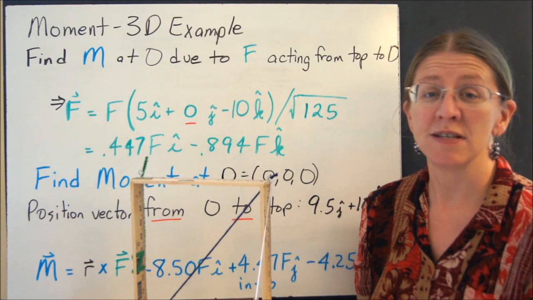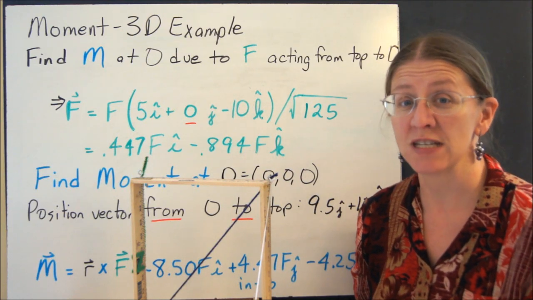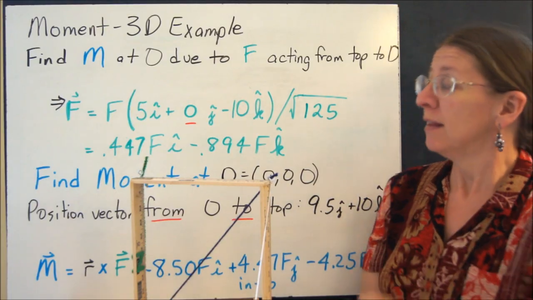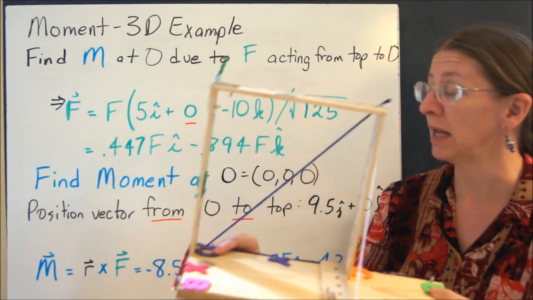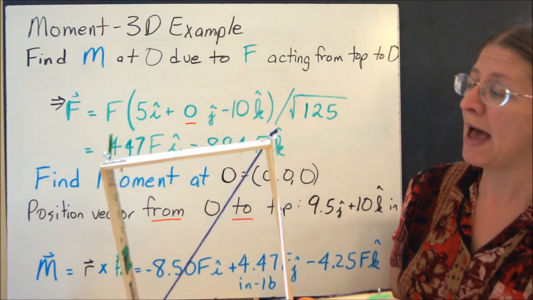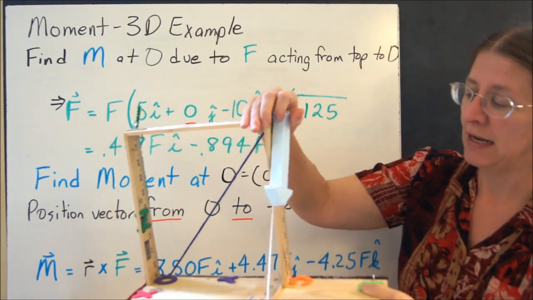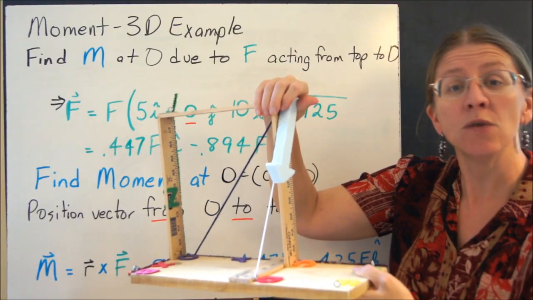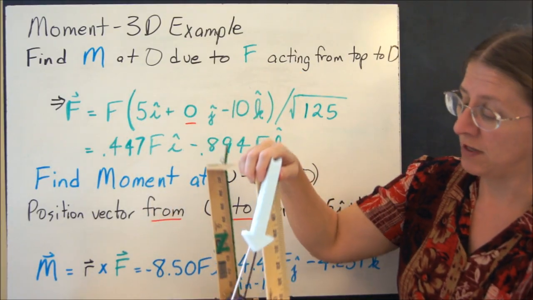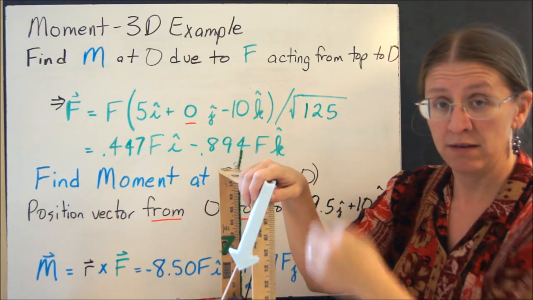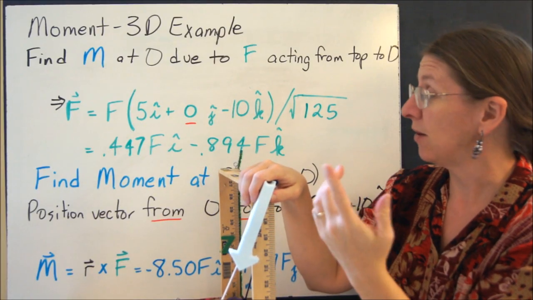So let's do another one of these examples, because sometimes you just need to see it more than once. In this case, I want to find the moment at O now. This is a different place. At O, due to the force acting from this top part down toward D. Now, I've gotten rid of some of the components. I, in fact, am only going to have this force in 2D, which makes it a little bit easier to see how it's going to work.